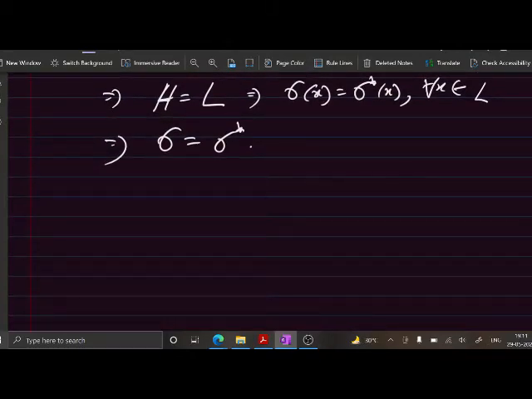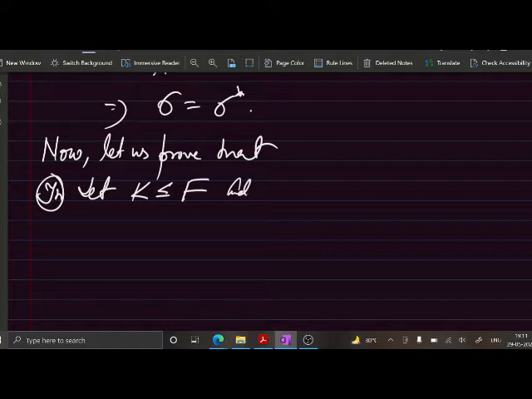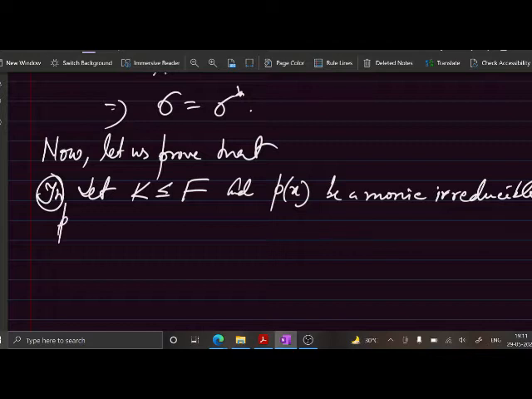Now let us prove that. Let us prove the following: suppose you take k less or equal to f, so f is an extension of k, and you consider a monic irreducible polynomial p(x) over k.